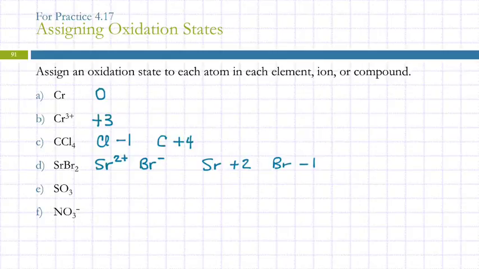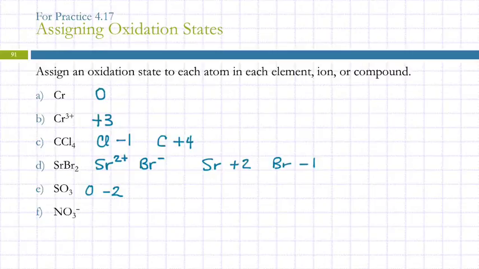SO3. What kind of a compound is that? Molecular. So skip past the first rules and say Fa765. Fluorine, nope. Hydrogen, nope. Oxygen. Oxygen gets to choose before sulfur. What is oxygen like? -2.